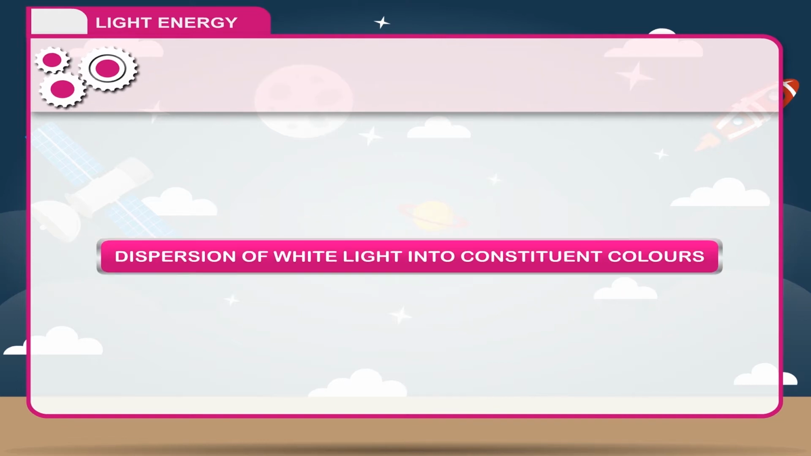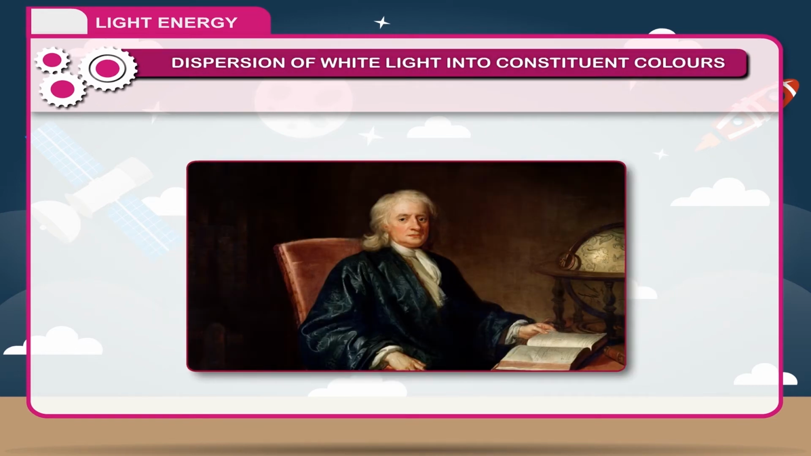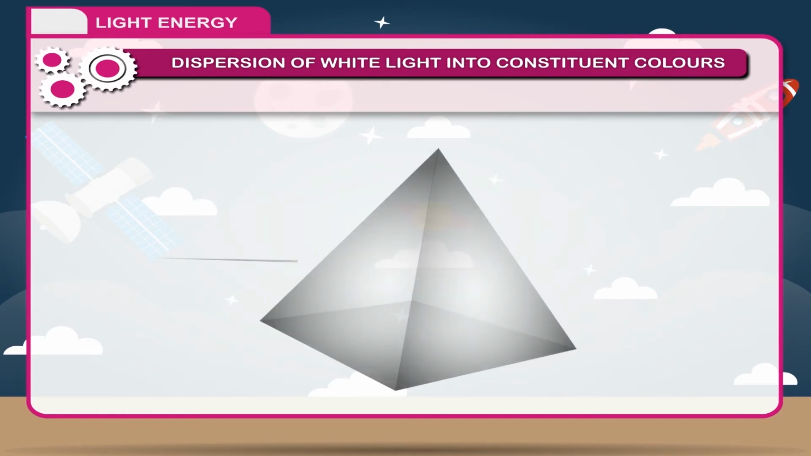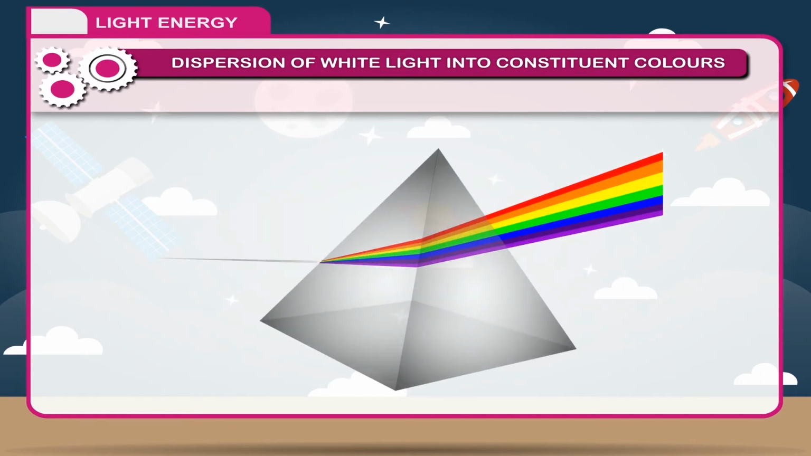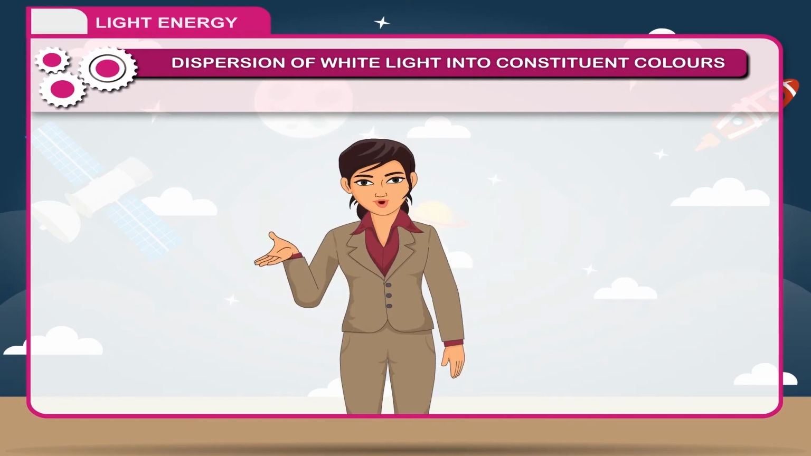Dispersion of white light into constituent colors. Newton was the first to study the behavior of white light when it is passed through a prism. He said that when white light is allowed to pass through a prism, it breaks into its constituent colors. This is called dispersion of light. This happens because each color undergoes refraction in different ways.